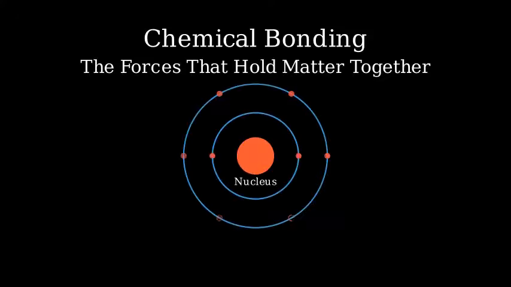Before we dive into bonds, let's recall what atoms look like. Atoms have a nucleus containing protons and neutrons, surrounded by electrons that move in specific energy levels, or shells. The outermost shell contains what we call valence electrons, and these are the ones that participate in bonding.